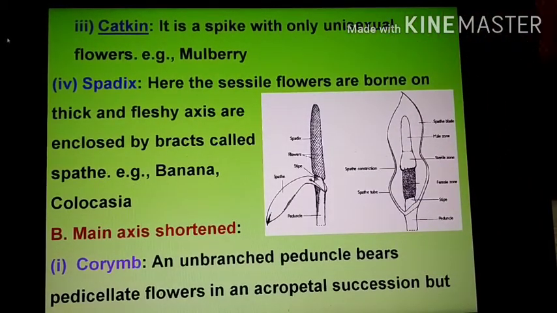Catkin, এখানে picture নেই catkin-এর. Catkin is just like the spike. The difference is that spike bears the bisexual flower, but catkin bears the sessile unisexual flower.